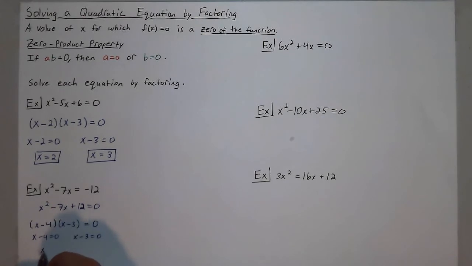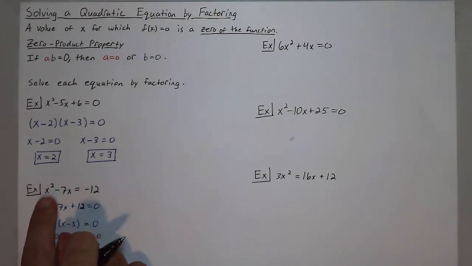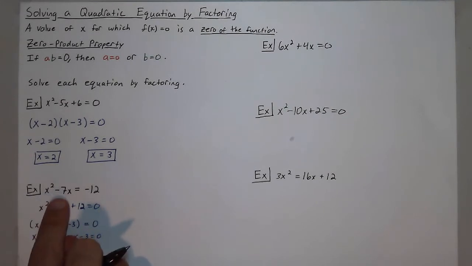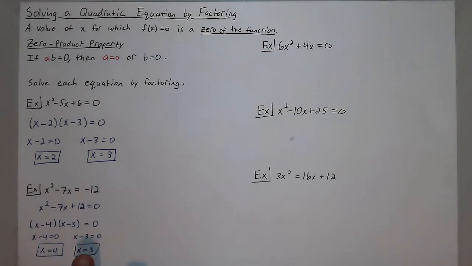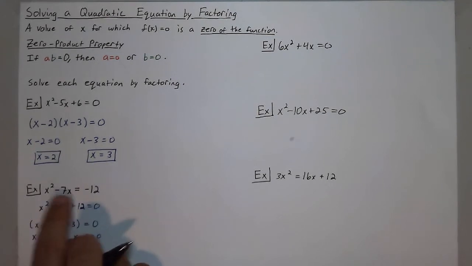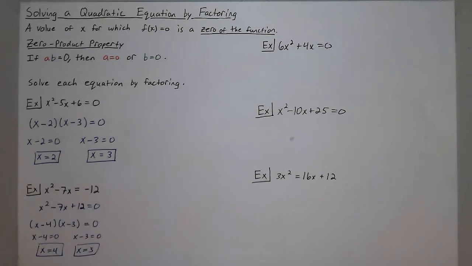And solve both of the equations to get x is equal to 4 and x is equal to 3. And they should both work. But if you wanted to double check, just go ahead, plug it in. 4 squared is 16, minus 7 times 4, 28. So 16 minus 28 is negative 12. 3 squared is 9, minus 7 times 3, which is 21. 9 minus 21 is negative 12.